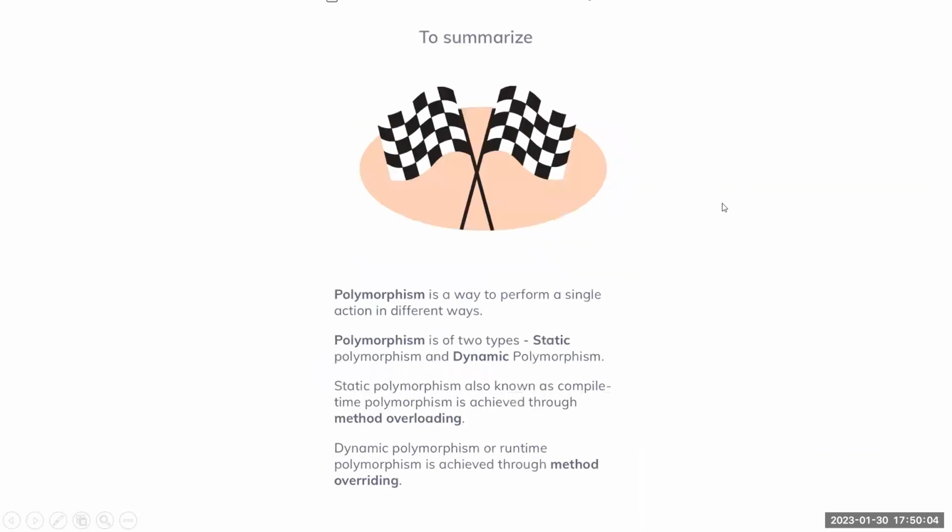So what is polymorphism? We learned about polymorphism: static polymorphism and dynamic polymorphism. Static polymorphism falls under method overloading, and dynamic polymorphism, or runtime polymorphism, we can achieve through method overriding. I think these are the three concepts that we learn under polymorphism.